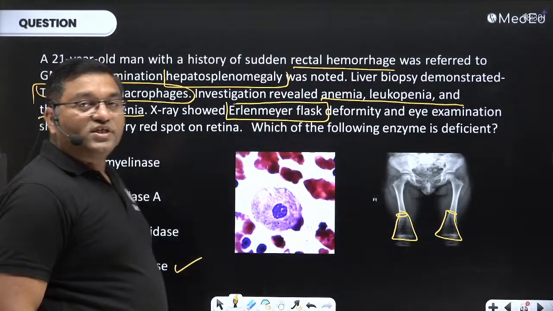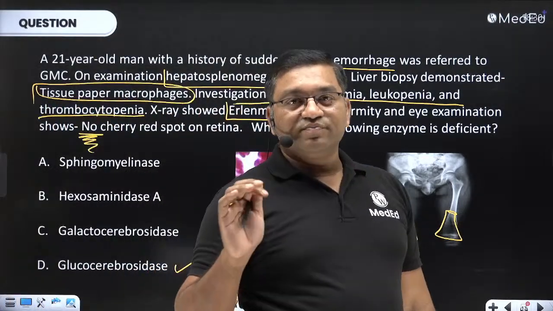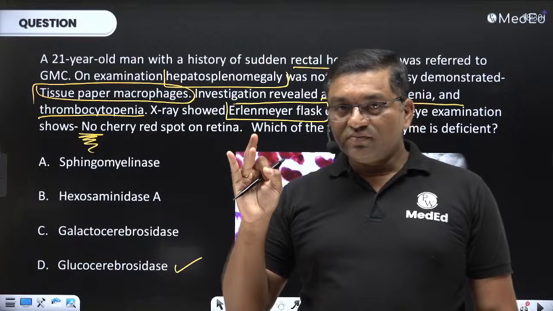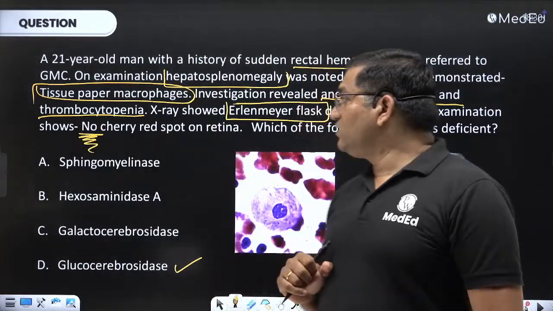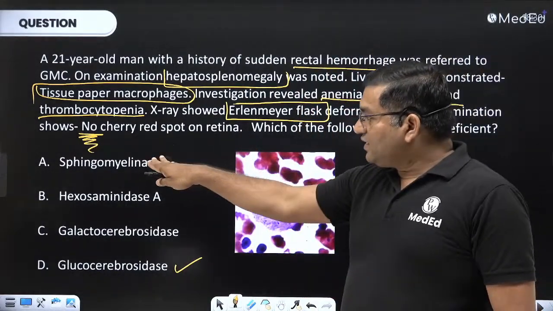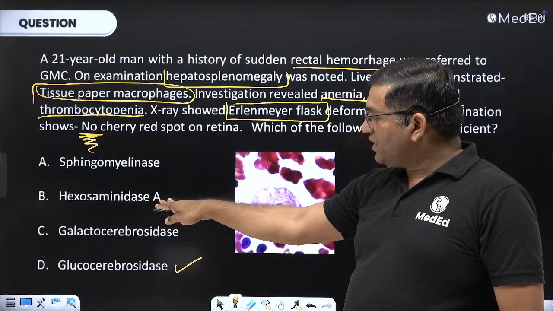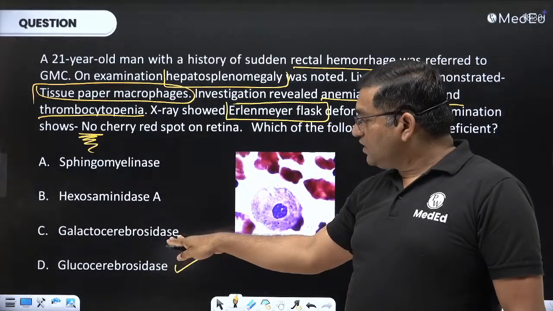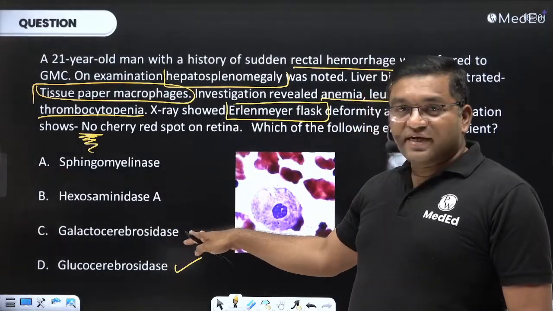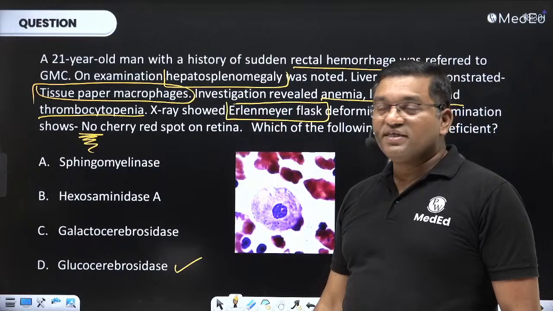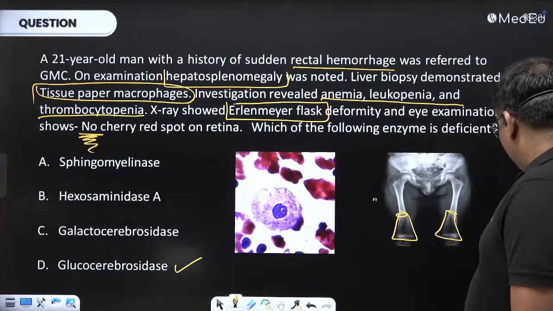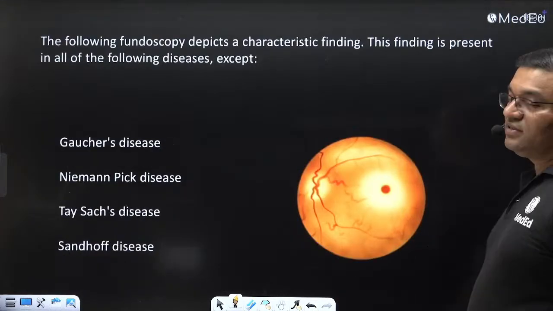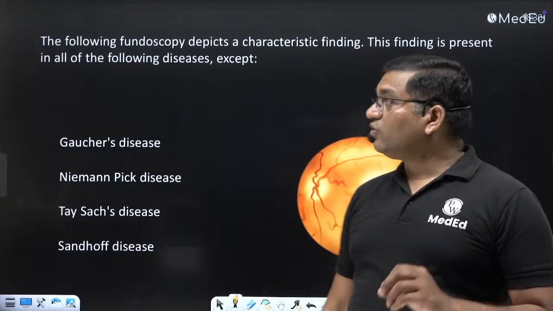So there is no cherry red spot in KGF, that is Krabbe's, Gaucher and Fabry's disease. So sphingomyelinase is deficient in Niemann-Pick, hexosaminidase A in Tay-Sachs disease, galactocerebrosidase in Krabbe's disease, and glucocerebrosidase in Gaucher's disease. So each and every point in this disease is very, very important.